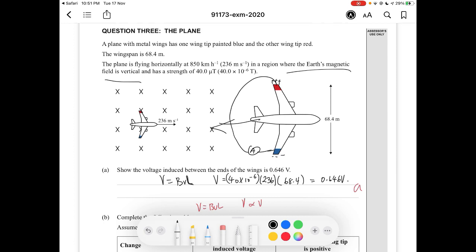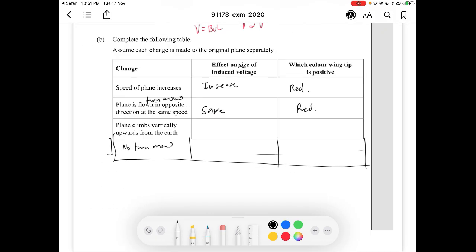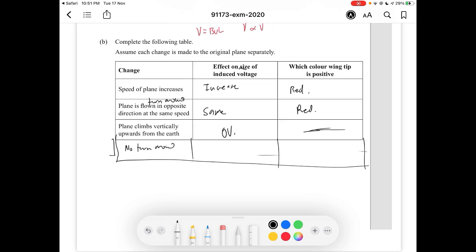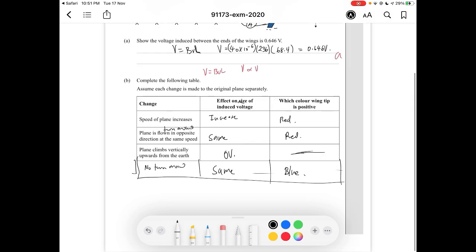So basically, if the plane is flying vertically into the magnetic field, it's going to be parallel to the magnetic field lines. Therefore, there's no voltage induced, because it's parallel to the magnetic field lines. So the effect on the size of the induced voltage is 0 volts. We can just say no voltage induced. And if the plane doesn't turn around, it's the same induced voltage, and this will be blue.